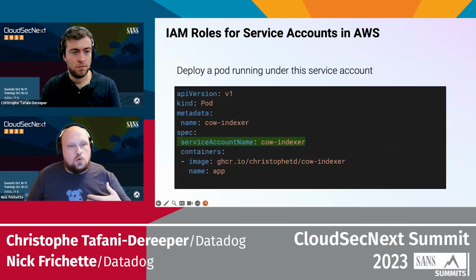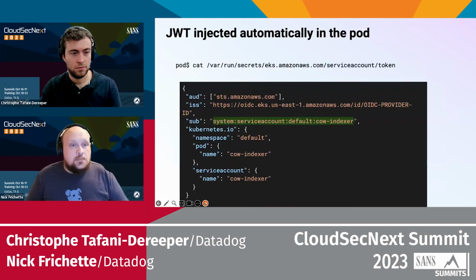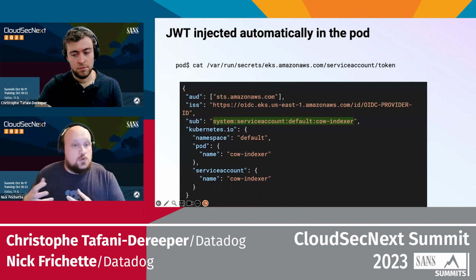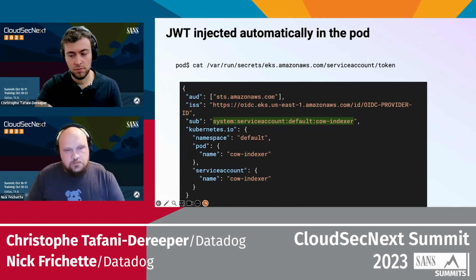Then when you run your pod, you need to specify the service account name associated with that role. And then finally, at runtime, dynamically, a JWT will be injected into the pod on the file system at /var/run/secrets. And it's this token that is used and exchanged with the cloud service provider, in this case, AWS, to get those IAM credentials associated with it.